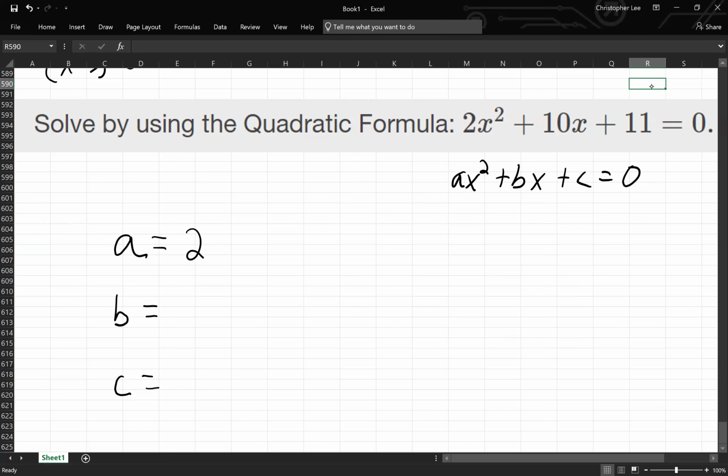In this case, a is 2. b is the number that's in front of the x term, in this case 10. And c is the constant term, the number all by itself, 11. After this, plug it in, boom, boom, boom, and that's our answer.